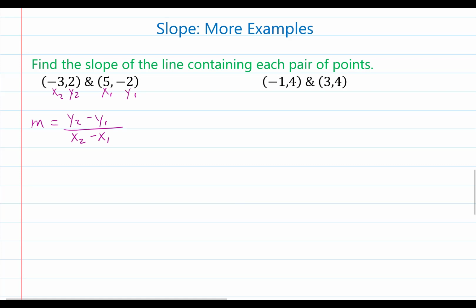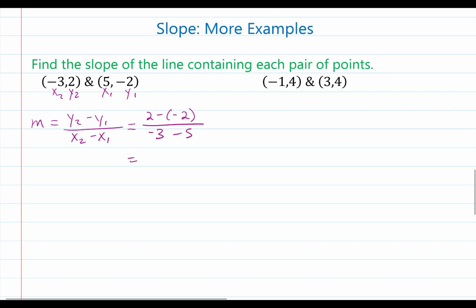Now it doesn't really matter which one you pick to be x sub 1 and x sub 2. However, when you choose negative 3 for x sub 2, then you have to choose positive 2 for y sub 2. You can't mix and match those ordered pairs. Now replacing the variables with their values, we have positive 2 minus a negative 2 over negative 3 minus 5.